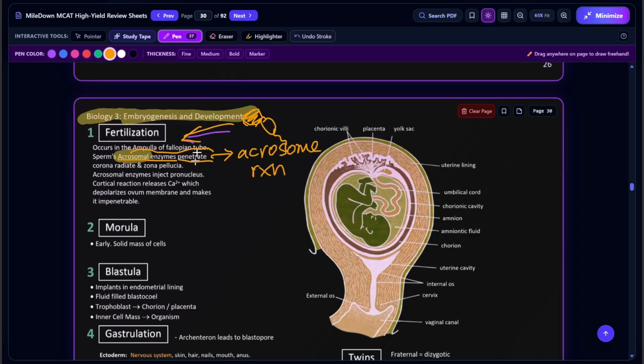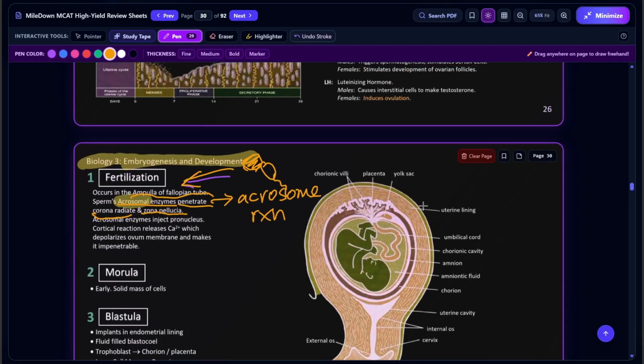And so they penetrate the corona radiata. I think it's actually radiata or something like that, and then the zona pellucida. So essentially what it's saying here is that the sperm is able to penetrate. I don't know, there's no diagram here. Okay, give me a sec, I'll get the diagram.